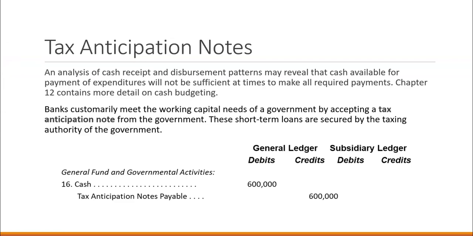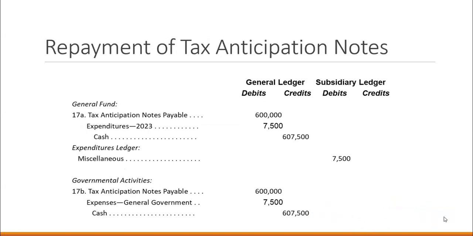Okay. Then we have tax anticipation notes. A tax anticipation note is when we take out a loan against our future tax receivables. So we need to do business and we need cash to do business, but property taxes aren't due for a while. So we take out a loan at a bank and we receive cash in exchange for this note. Then when we receive the property taxes for that amount, we would pay back this tax anticipation note.